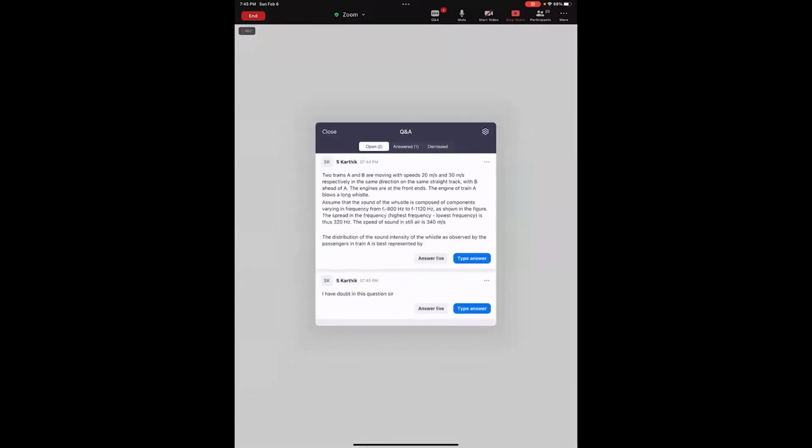I just got a question. Two trains A and B are moving with speeds 20 and 30 respectively in the same direction on a straight track, with B ahead of A. So B is ahead and moving faster at 30, A is behind at 20. The engines are at the front ends. The engine of A blows a long whistle, so the one behind is blowing the horn. Assume that the sound of the whistle is composed of components varying in frequency from f1 = 800 Hz to f5 = 1120 Hz as shown in the figure. The spread in the frequency, highest to lowest, is 720. The speed of sound is 340. The distribution of sound intensity of the whistle as observed by the passenger in the train is best represented by. Where are the options? You mean the range?